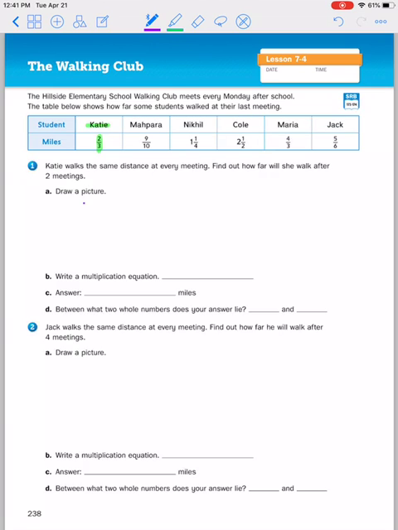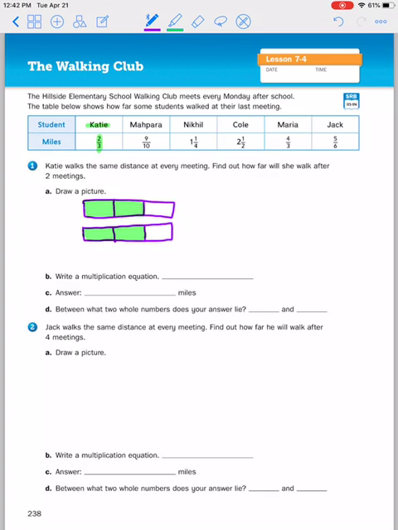So you can do fraction bars or fraction circles, whichever one, and I would draw 2 fraction bars to represent the 2 meetings, and I would split each one into thirds to represent 2/3. So then I would shade in 2 from each. And if I counted them, I could see that she went 4/3.